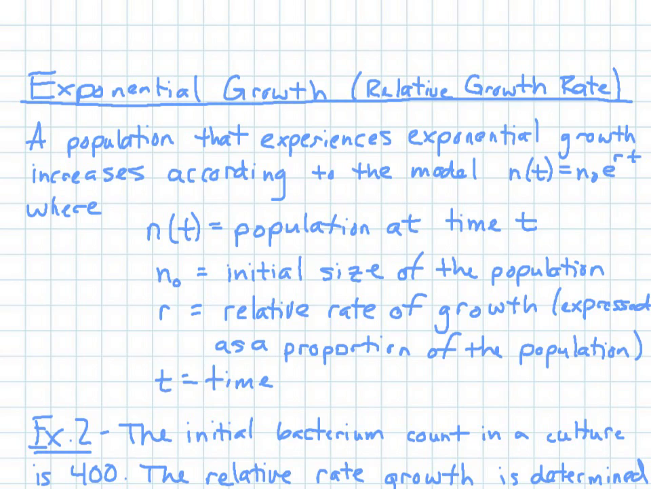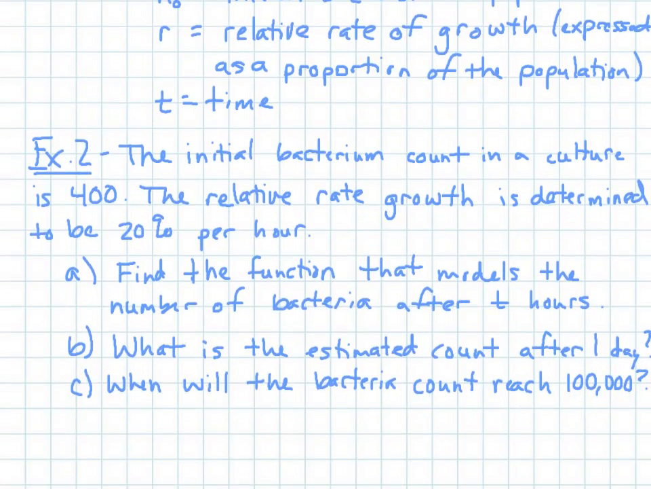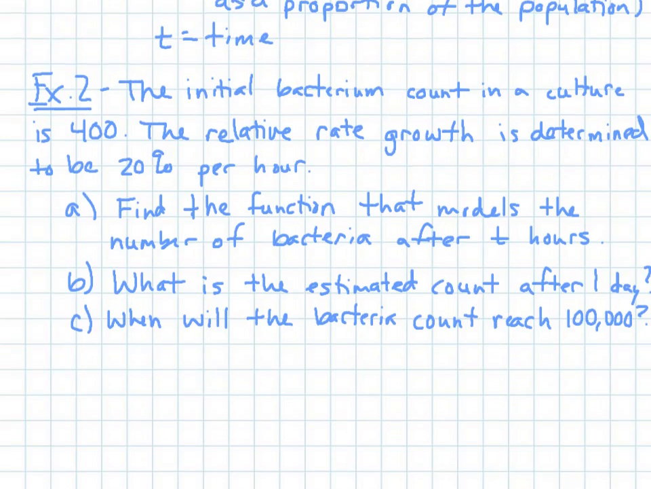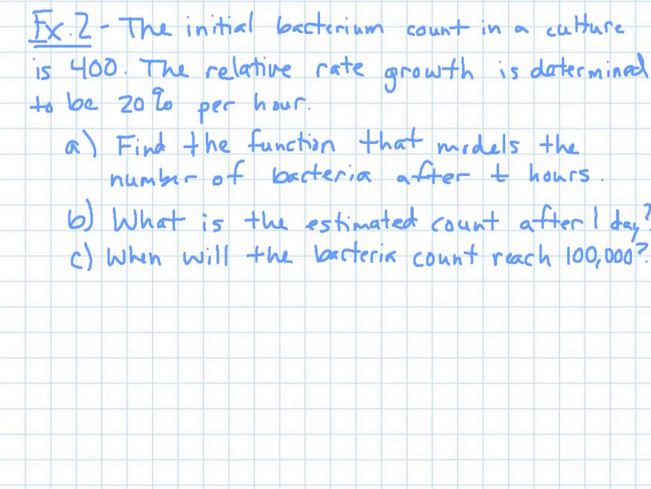Okay? So here, for example 2, the initial bacterium count in a culture is 400. The relative rate of growth is determined to be 20% per hour. We want to find a function that models the number of bacteria after t hours. What is the estimated count after 1 day? And when will the bacteria count reach 100,000? So first I want to write my equation or my function, n of t.